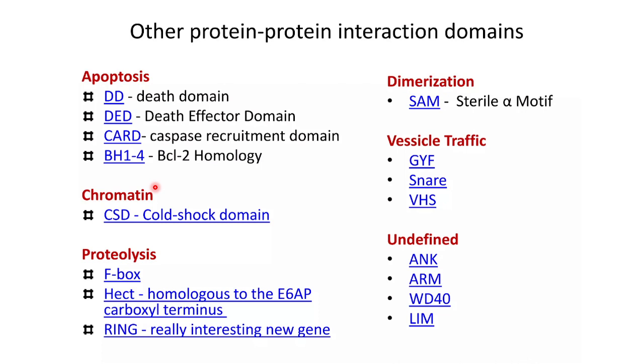or RING domain, for proteolysis. For dimerization, you have the SAM, or sterile alpha motif domain. For vesicle trafficking, which is an important function in the cell, you have the GYF, the SNARE, and the VHS. And there are other protein-protein interaction domains which do not have a particular function, or their functions are not yet identified. You have the ANK, ARM, WD40, and the LIM.